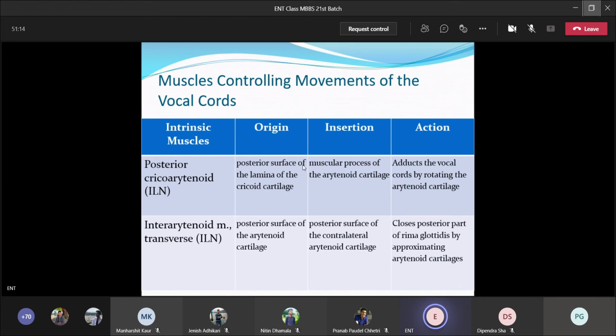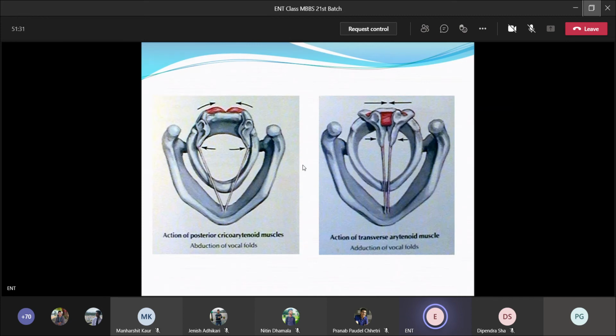So these are the muscles controlling the movement of the vocal cord: the origin, insertion, and actions of the intrinsic muscles, posterior cricoarytenoid and transverse interarytenoid. The actions of the posterior cricoarytenoid muscle are shown in the diagram, and the action of the transverse arytenoid muscle is shown in the diagram.